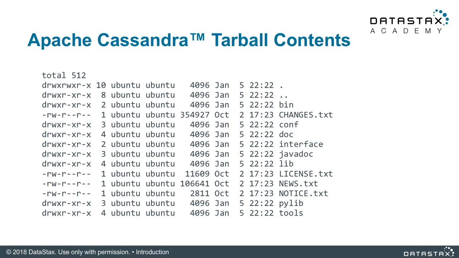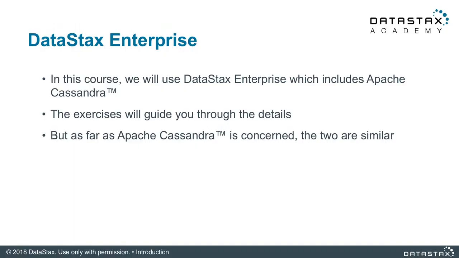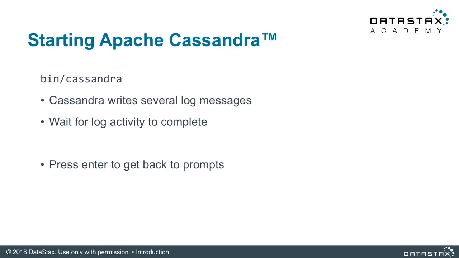Some notable directories are the bin, conf, doc, and tools, which contain binary executables, configuration files, documentation, and some helper tools, respectively. The exercises for this course use DataStax Enterprise. The syntax between DataStax Enterprise and Apache Cassandra Open Source are pretty similar, so don't worry, the exercises guide you through those differences. Starting Apache Cassandra is straightforward.